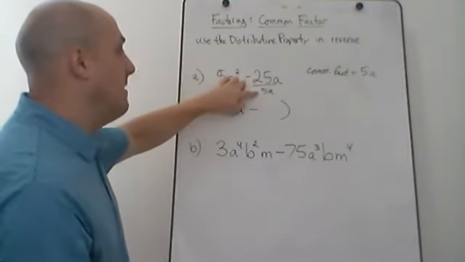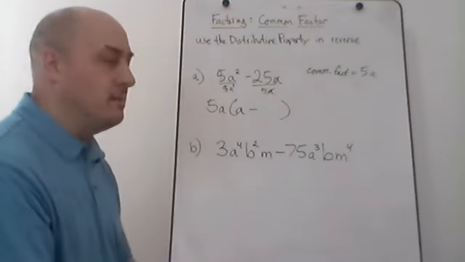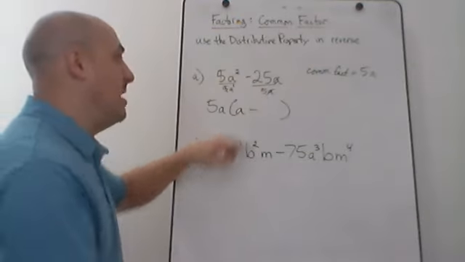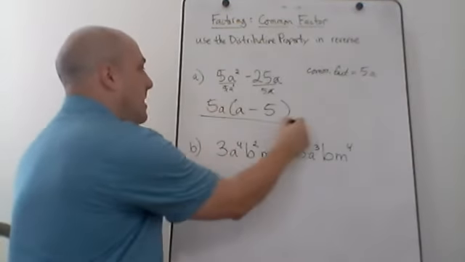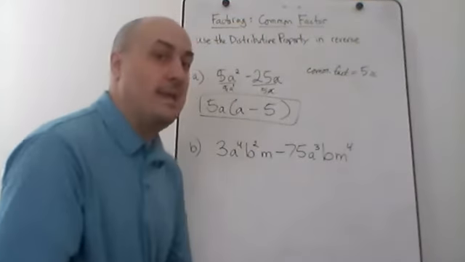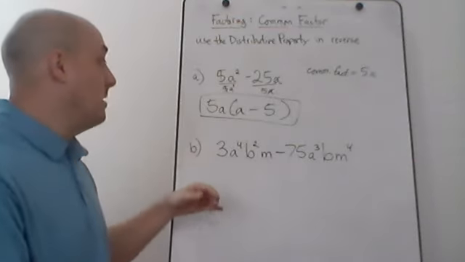Then if I do 25a over 5a, those a's are going to cancel out, because they're both a to the first power. And 25 divided by 5 gives me 5. So I get 5a times parentheses a minus 5. I've done what we call factoring out a common factor.